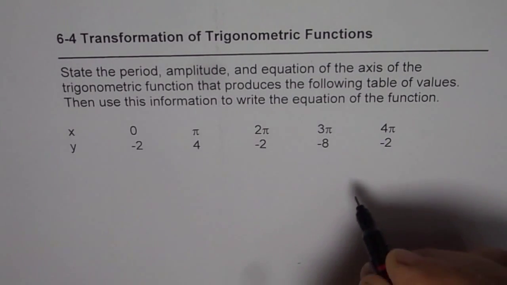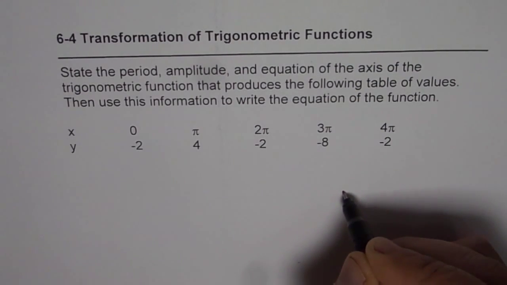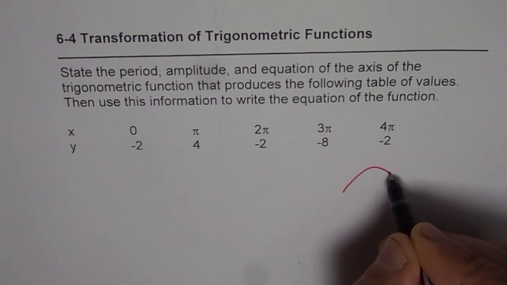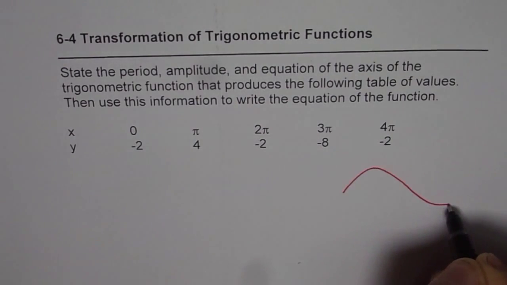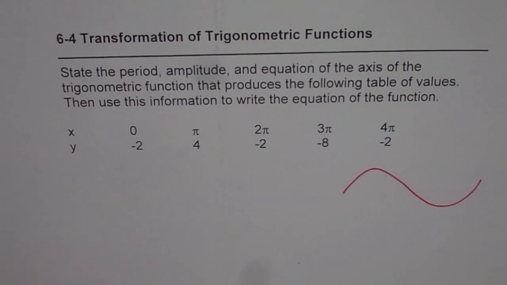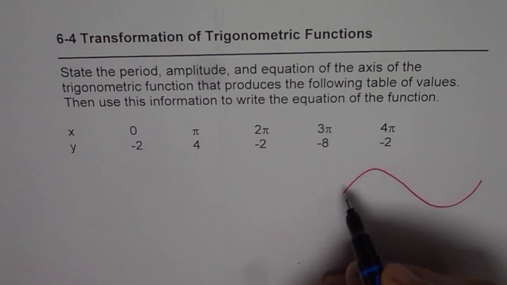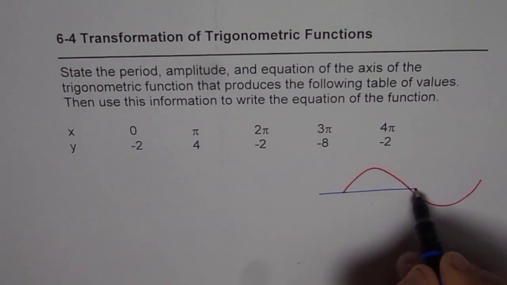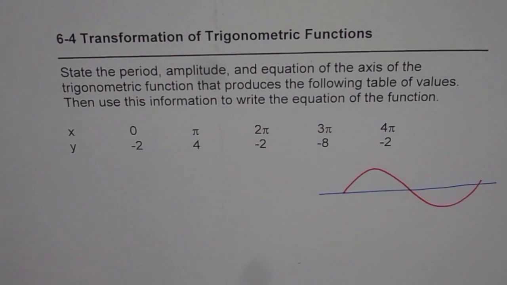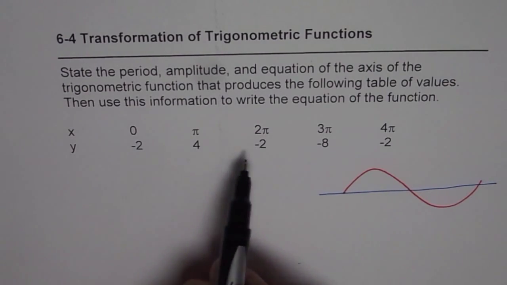We can sketch it. So let's say we begin at minus 2, go to 4, come down to minus 2, then to minus 8, and back to minus 2. That gives you the idea of the graph of the function, right? The axis is the line which goes through the middle, and the middle value in this case is minus 2.